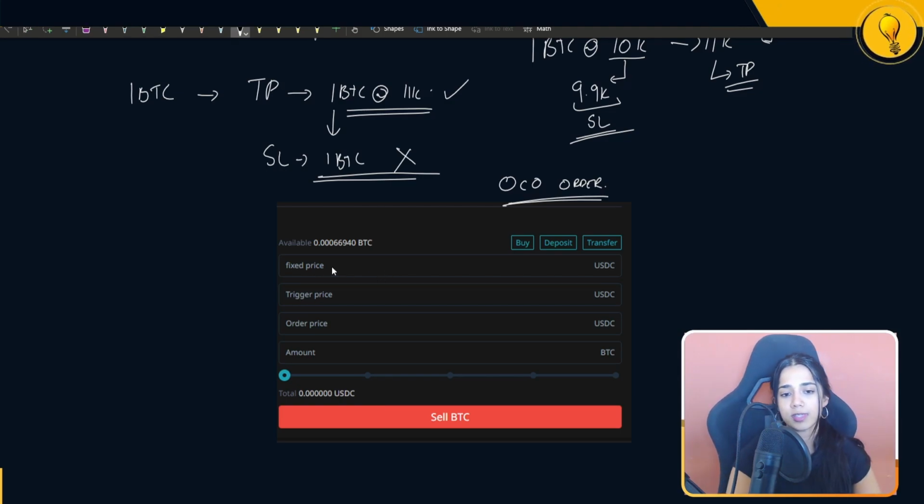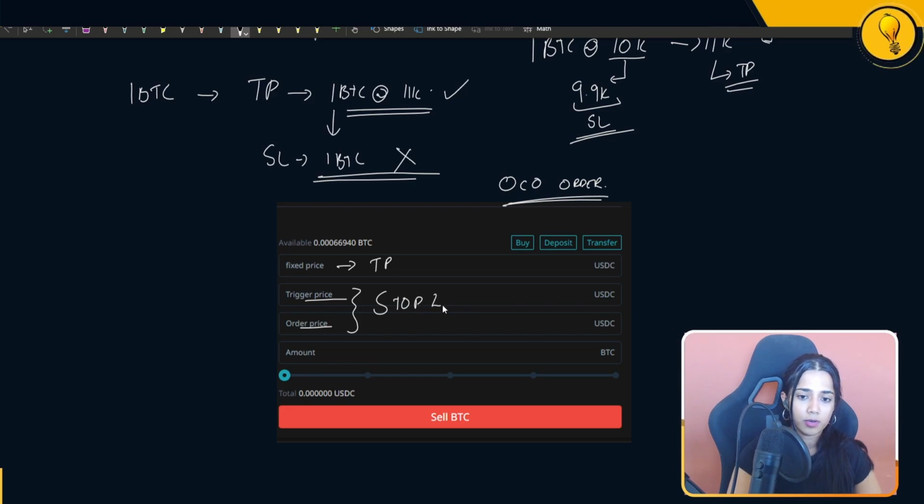The way this works is that the fixed price, guys, is your take profit. And these two fields right here, your trigger price and your order price, are your stop loss. Particularly, it is a stop limit order. It's a stop loss and it's a limit order. I'll be going over that, so don't get intimidated. So there are two orders here. This is order 1 and this right here is order 2. And the amount in this example that we're going over is going to be 1 Bitcoin.